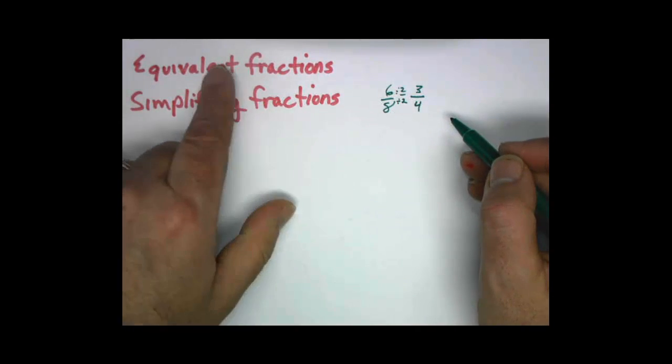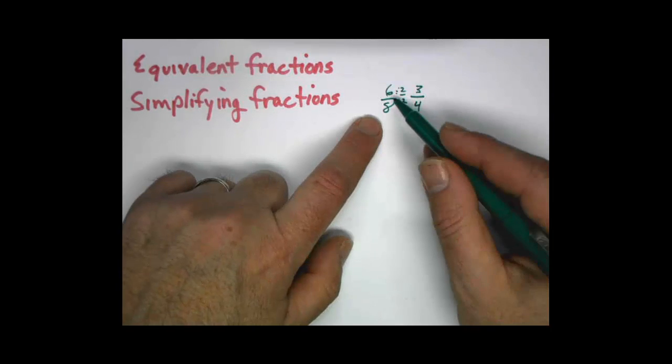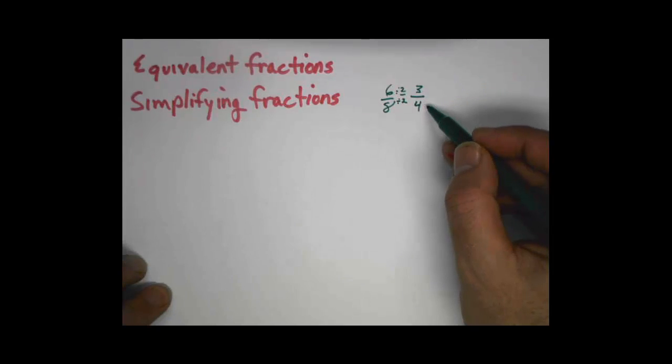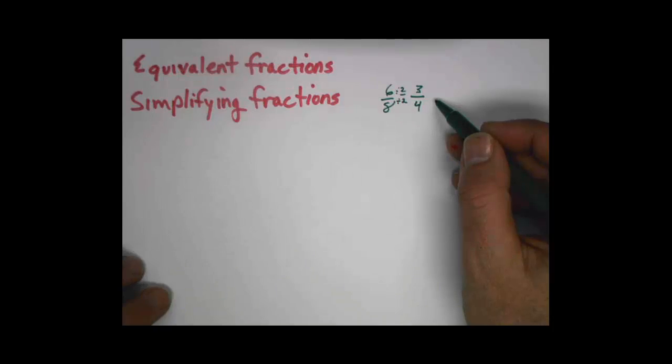They're equivalent, they're the same. This is 6/8, that's 3/4. They're the same, but this is simplified. And that's what we're going to do 98% of the time when we're working with fractions. We're always going to use the smallest variable.